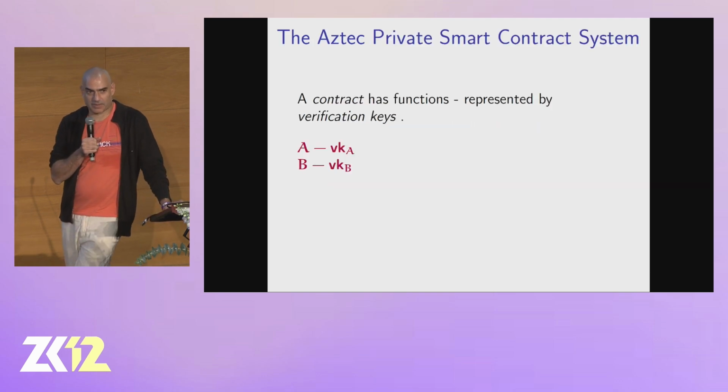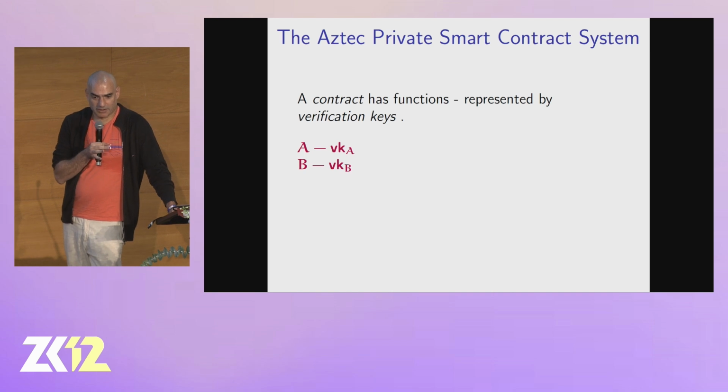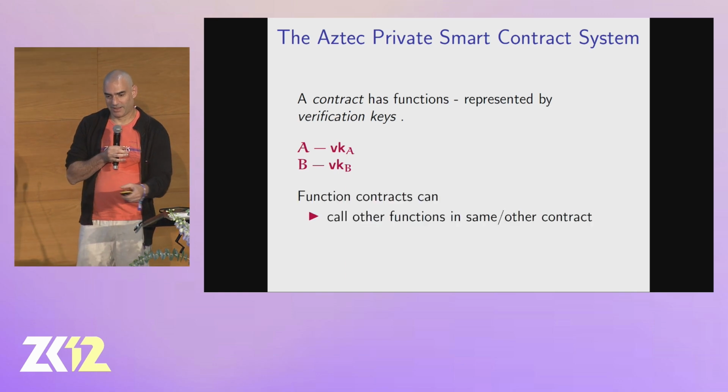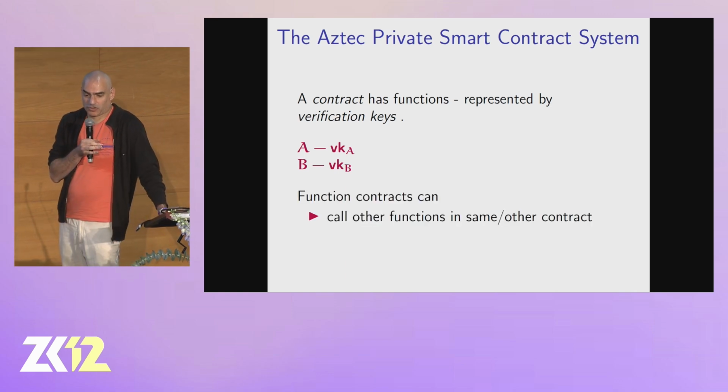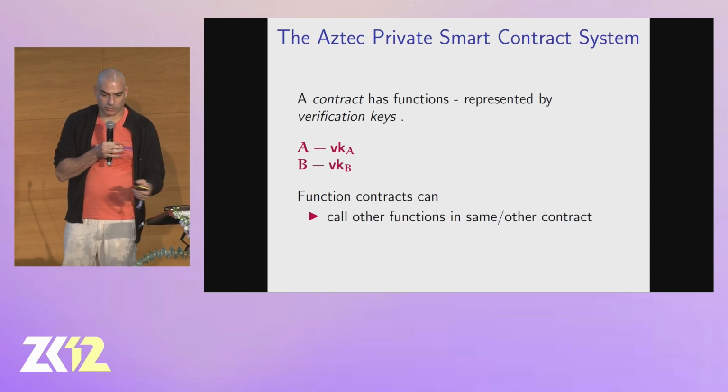So Aztec is about private smart contracts. So like Ethereum, a contract has functions, but since everything is snarkified, every function, say A and B, has some verification key that matches the function. And what can functions do? Well, one important thing they can do for this talk is that they can call each other. A function can call a function in the same contract or a different contract.